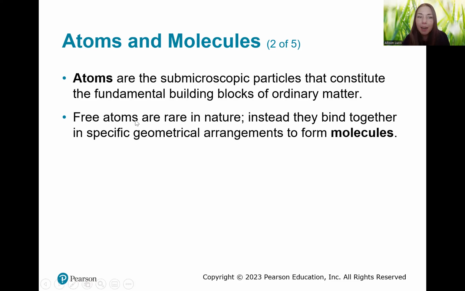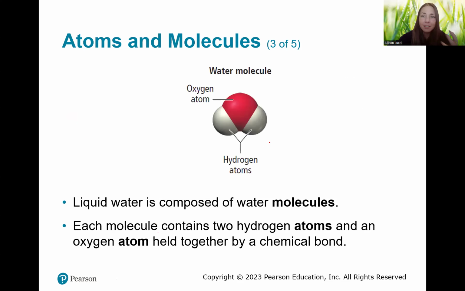But note that atoms in general, these free atoms as they're called here, do not really exist in nature. For the most part, atoms will react and form compounds and bind together and form what are called geometrical arrangements. They make different shapes, different geometries, and then they form molecules, and the way that they interact with other molecules dictates what we see in life.